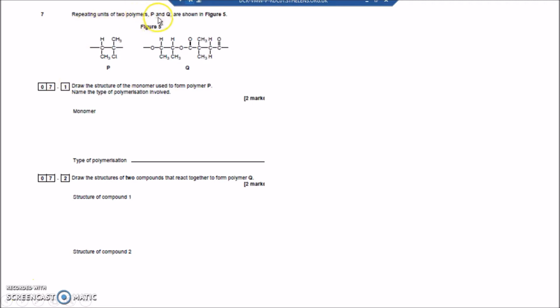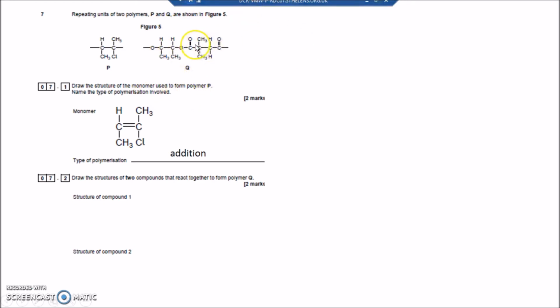Repeating units of 2 polymers P and Q are shown. So this one's got carbon-to-carbon single bonds right down its backbone. So it's been formed from a carbon-to-carbon double bond. So it's been a monomer with a carbon-to-carbon double bond formed in an addition reaction. So this is an addition polymer. It's looked like that, but instead of the 2 bonds either side, it's had a carbon-to-carbon double bond in the middle, and it's an addition polymer when the double bond is broken and forms a long chain of single bonds. This one, however, looks as if it's a condensation polymer.